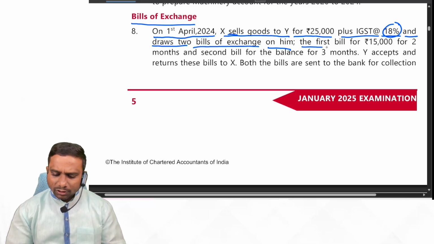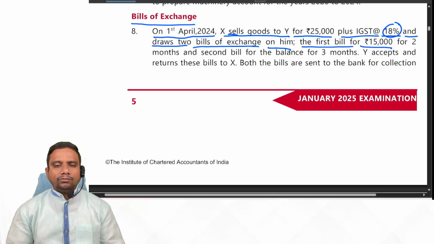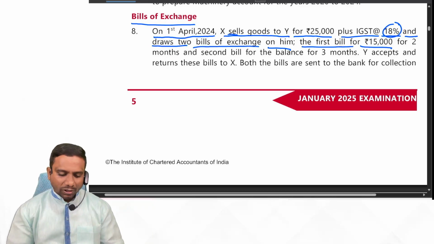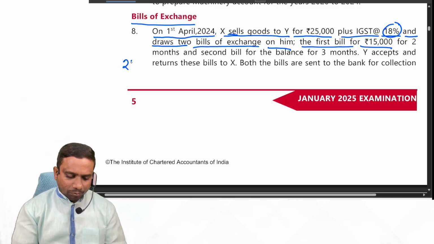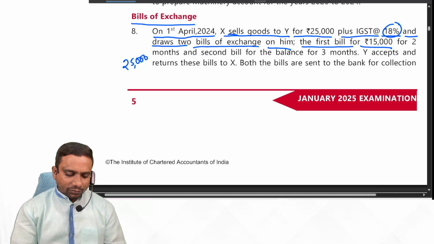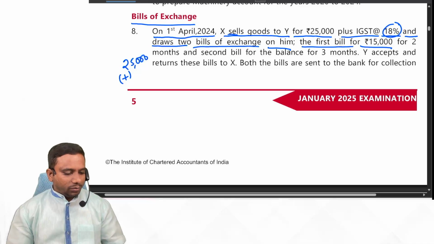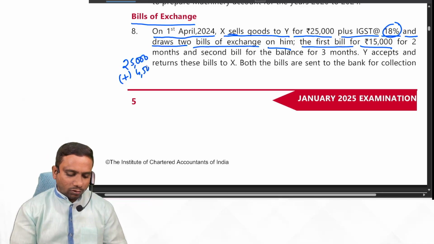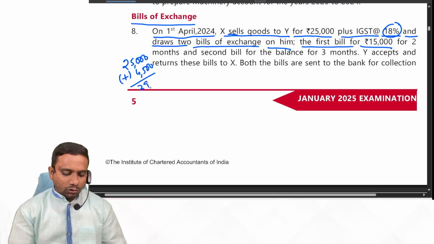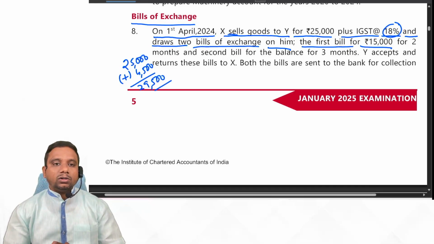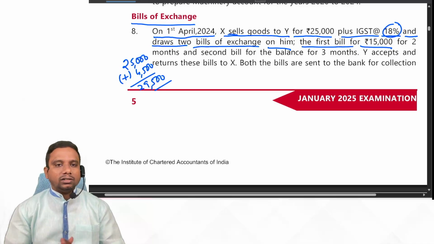Now, the first bill for 15,000. First of all, tell me for how much amount he draws a bill. Observe, the bill amount is 25,000 plus 18% IGST. 25,000 into 18% comes to around 4,500. So the total is 29,500. For 29,500, we draw a bill.